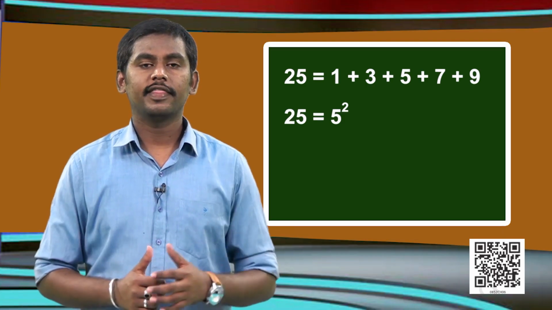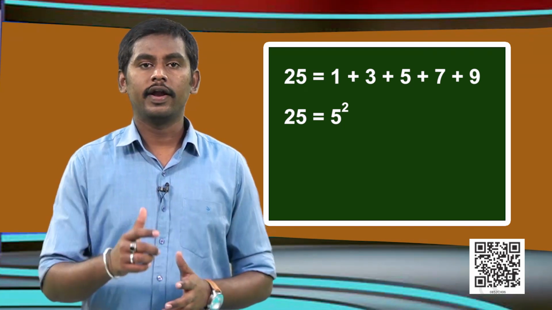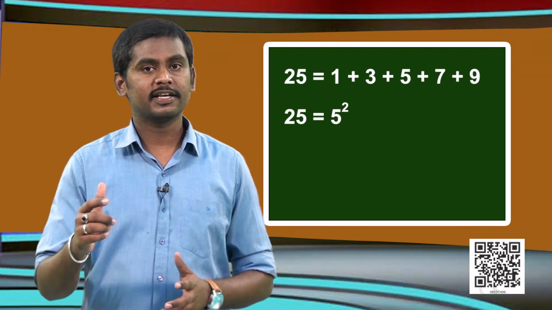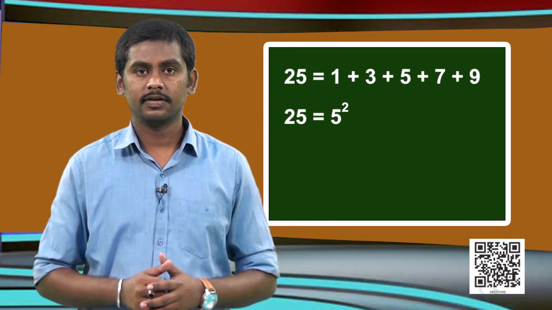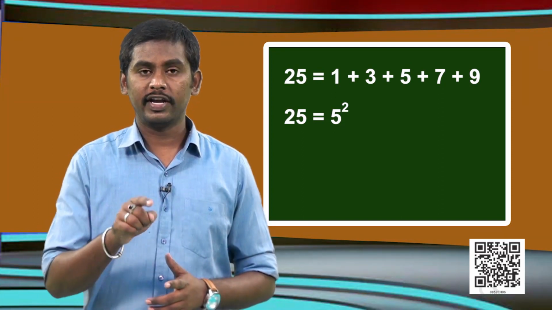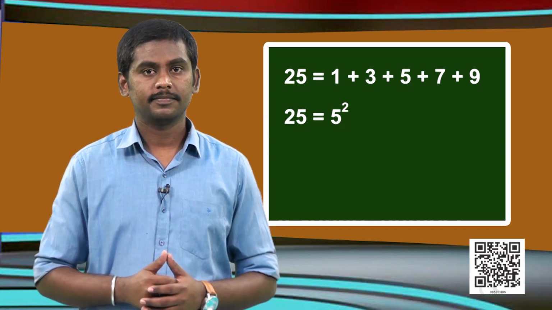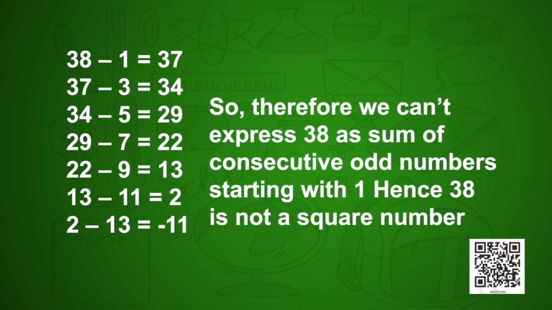Students, we saw that we can write 25 as 1 plus 3 plus 5 plus 7 plus 9. See here, you can see that there are 5 numbers. So, therefore, we can write this 25 as 5 square. Let us try to check another number.